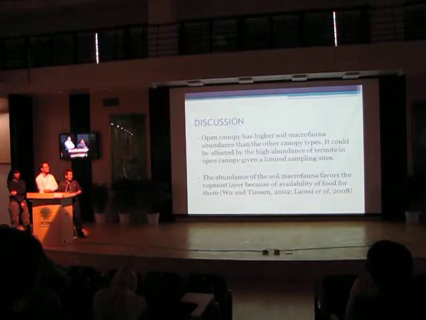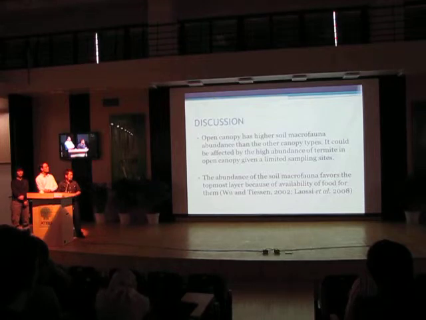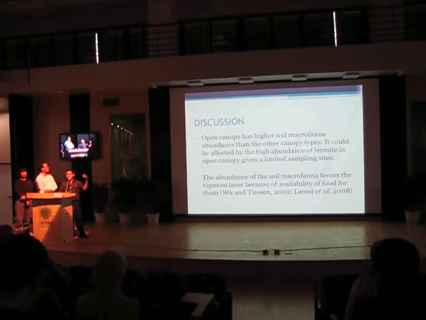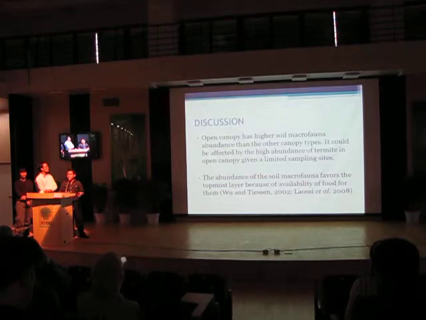And then the abundance of soil macrofauna favors the topmost layer because of the availability of food for them. Based on other studies, soil macrofauna favors the upper layers because of the abundance of nutrients and other food available for them.